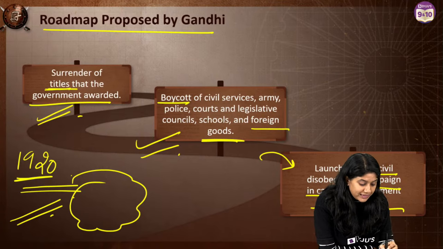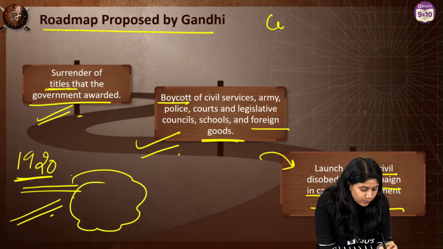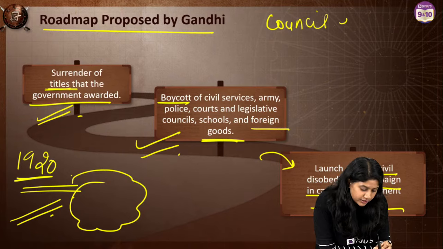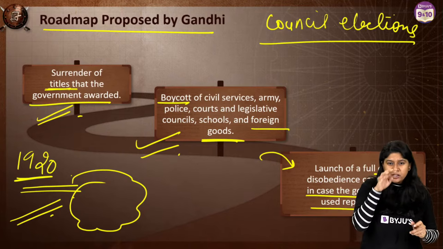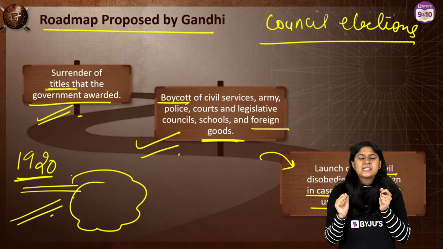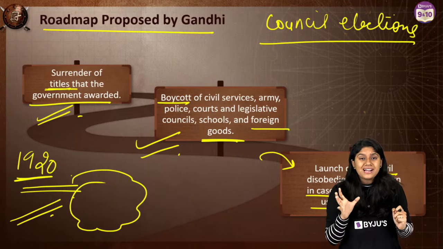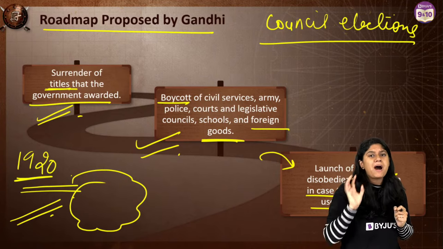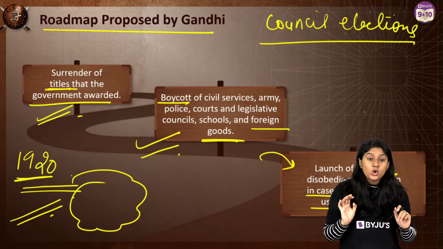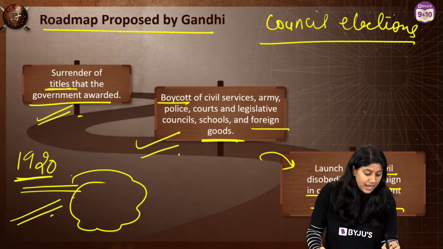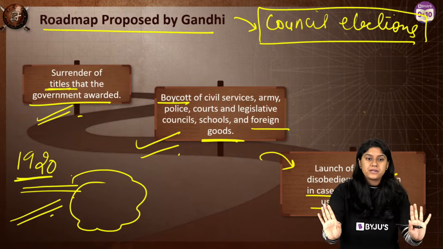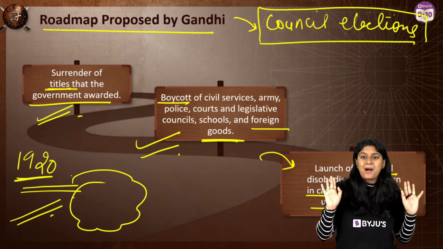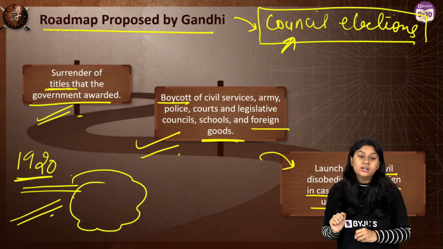Now what we saw at that particular time only, there was the council election. So Britishers, just to make sure that we are a little bit suppressed, said that you can all participate in the council election. We will give you some power and you will be happy with it. So what happened that in this council election, Gandhi said, please do not participate.